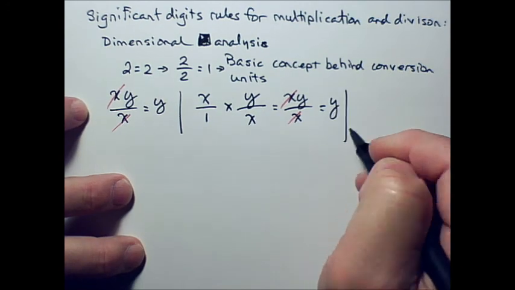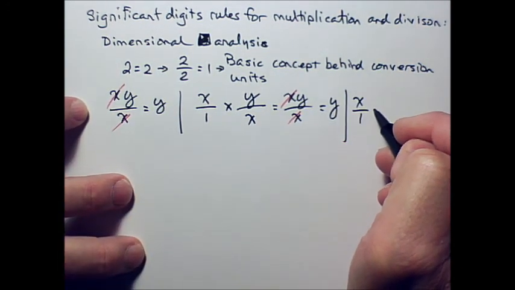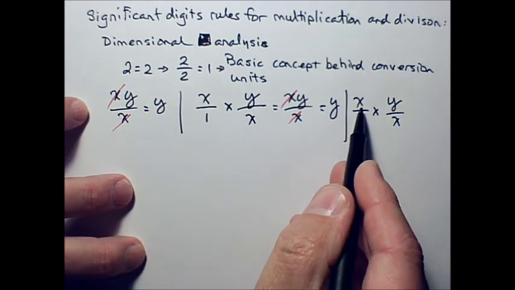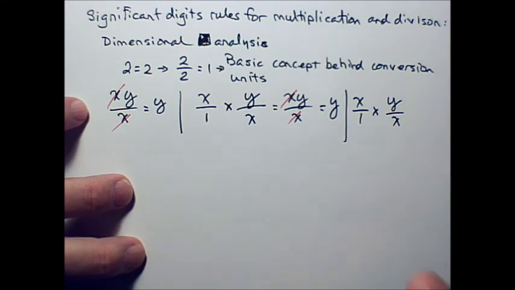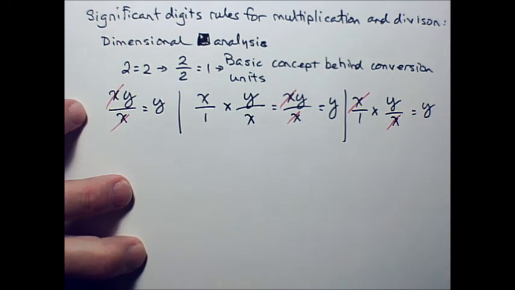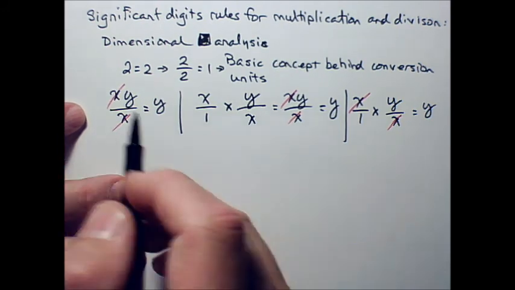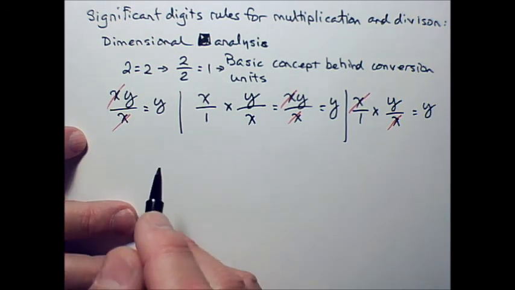Suppose I just simplify that, since I know that's the way it's going to work out. If I have an x on the top here and an x on the bottom here, I can just go ahead and cancel those out. Does it make sense? And I just get y. This is the basic concept behind dimensional analysis.